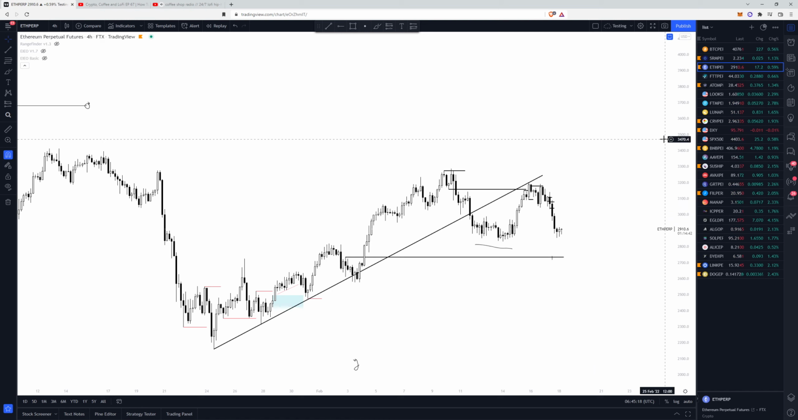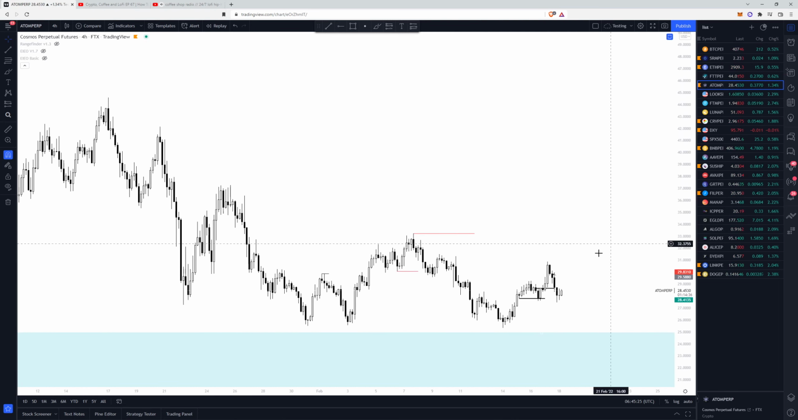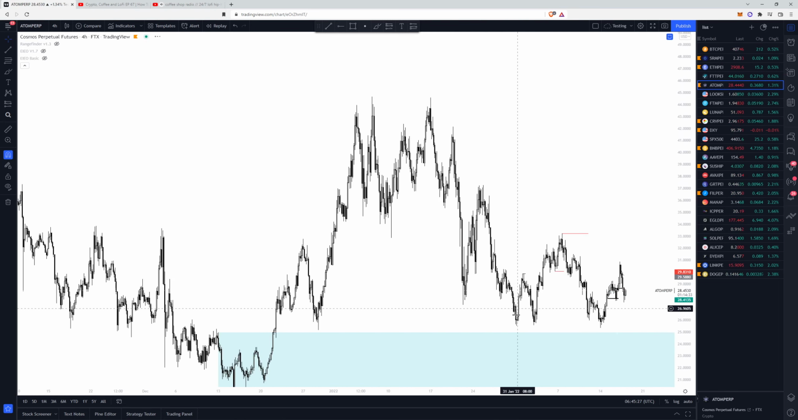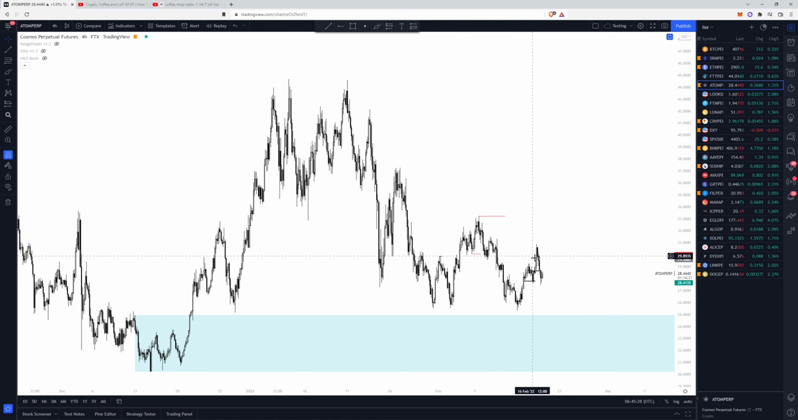What else am I wanting to look at? ATOM. I did catch a 5R short here. I posted that on my Twitter, so you can go and check that out. But we do have all of these equal lows sitting below, sitting just above this level of demand here. So I think if we do see some distribution on the lower time frames today and everything else is distributing as well, then we should be able to see a clean sell-off into $25.